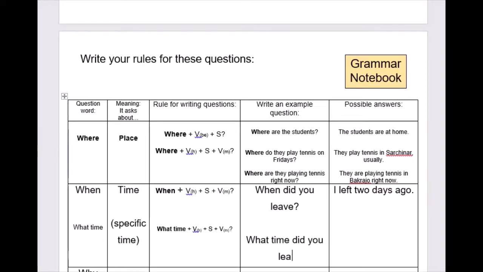What time did you leave? So here it means you want to know the specific time. I left at 11 p.m. Okay.